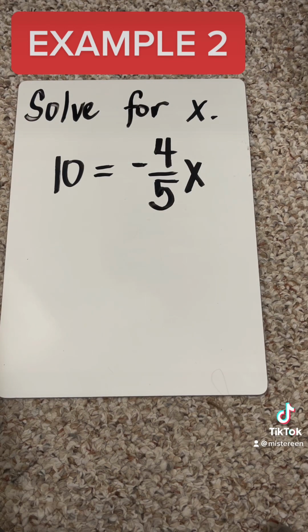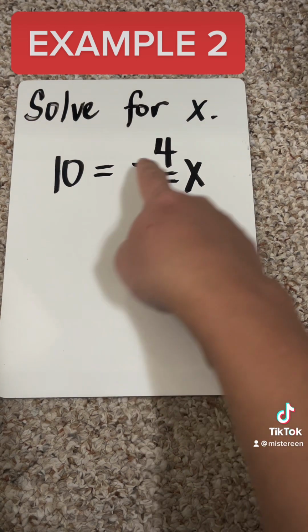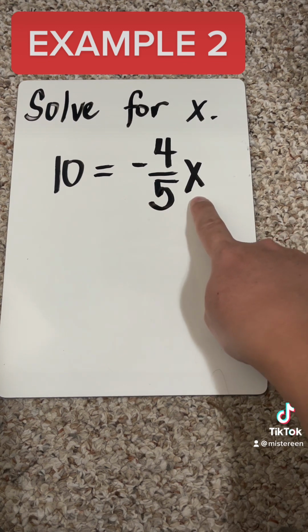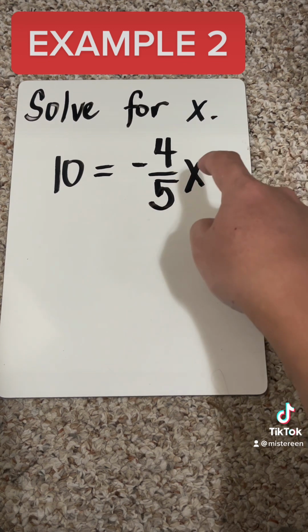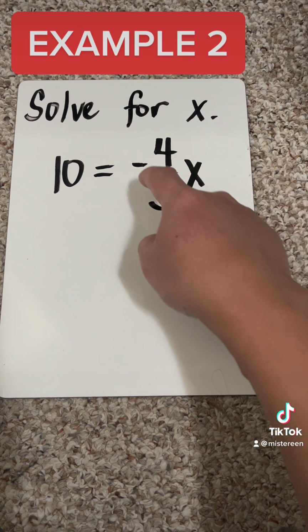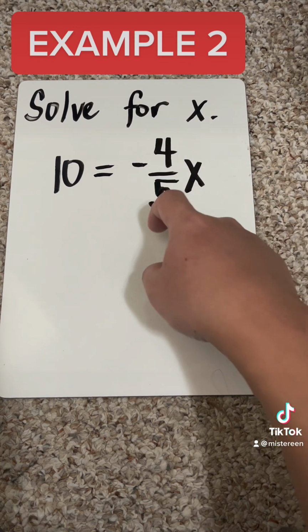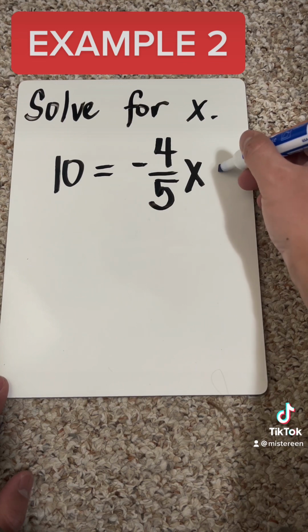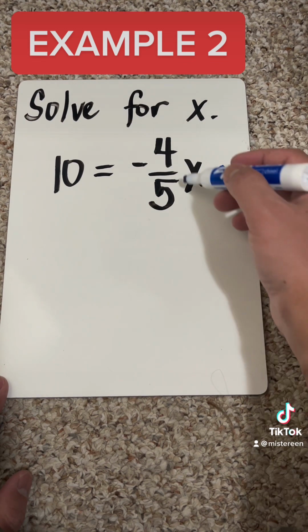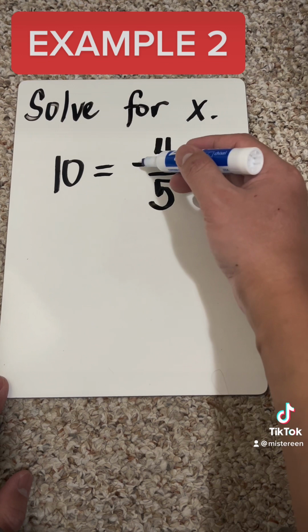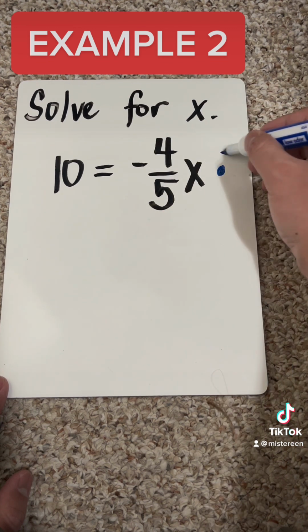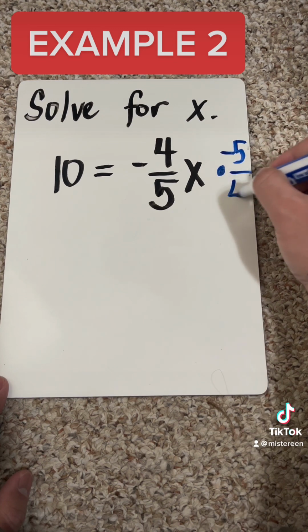Our next example is, we have here 10 is equal to negative 4/5 x, and we're going to solve for x. Remember, to solve for x, we only want x in here. So therefore, we need to remove this number here, negative 4/5. And remember, to remove a fraction, all we have to do is multiply by the reciprocal of this. So from negative 4 over 5, all you have to do is switch the numbers. So negative 5 over 4.